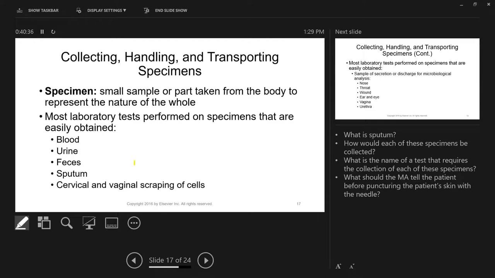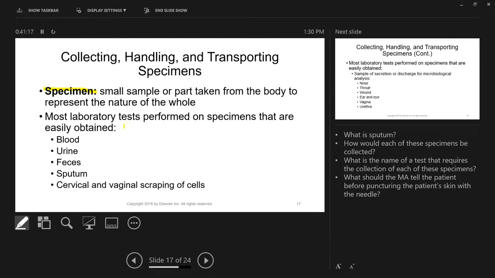Collecting, handling, and transporting. All right, so I've said specimen several times. Here's the definition: a small sample or part taken from the body to represent the nature of the whole. So it's a little piece that represents a bigger picture, the rest of the body. For example, to do a DNA test on you, we just need some of your blood. We don't need every cell in your whole body, right? We need a little bit of it, a specimen.